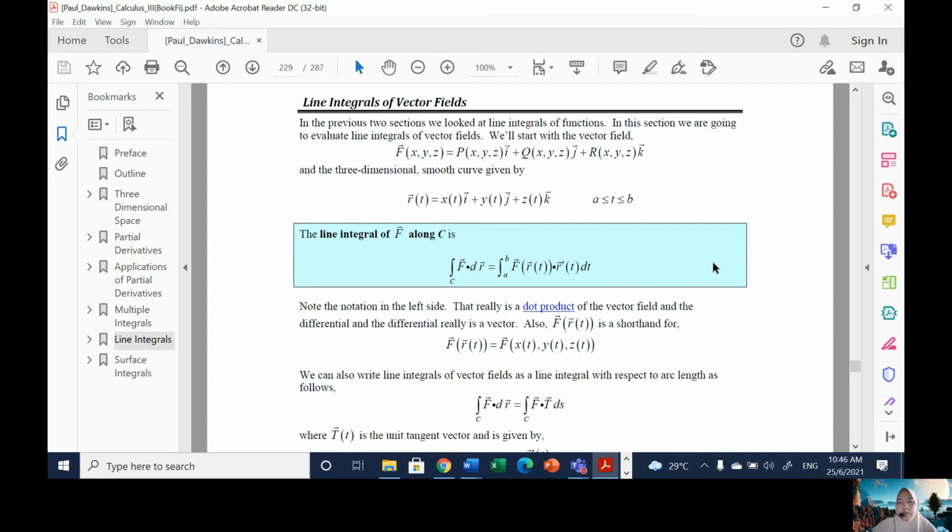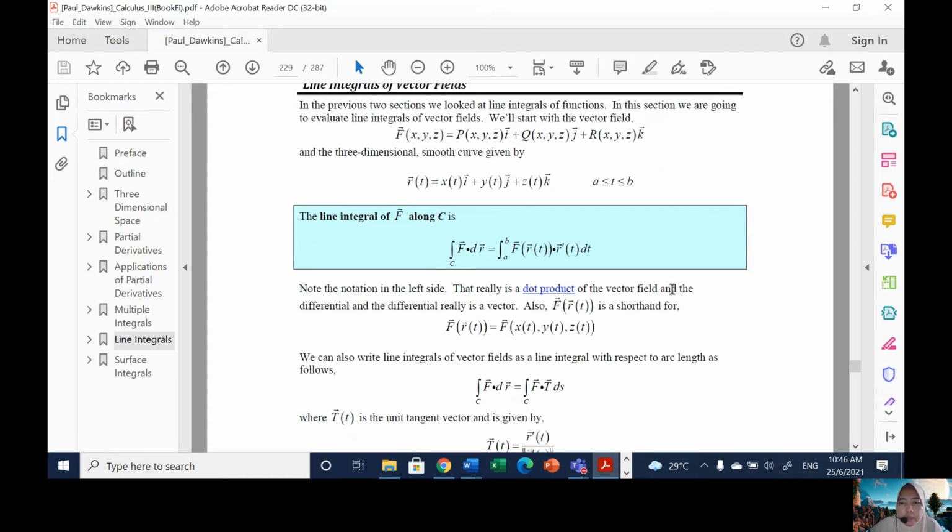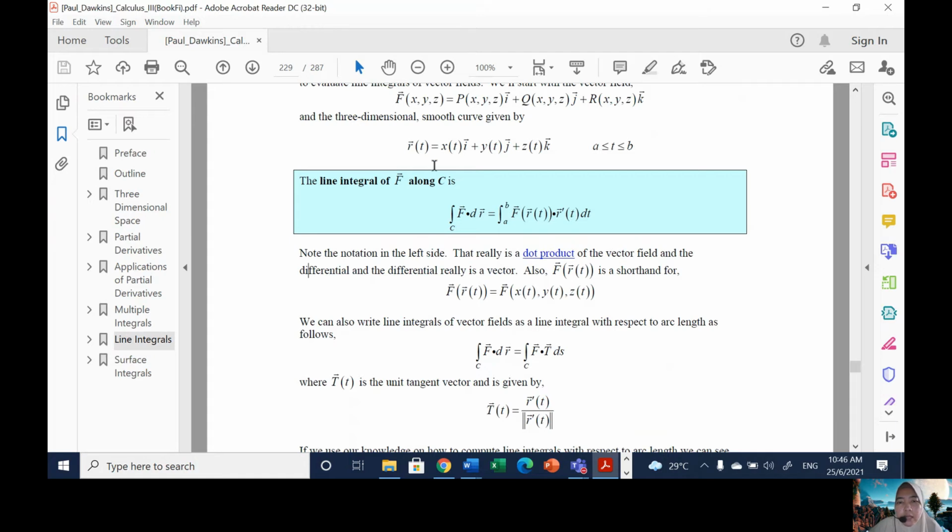Okay, now we will move to the next subtopic, which is line integral in terms of dr. It is a line integral, but we have a different formula for this problem. It's stated here that the line integral of this vector field along C is given by the integral of F dot dr, which is equal to the line integral from a to b of F(r(t)) dot r'(t) dt.